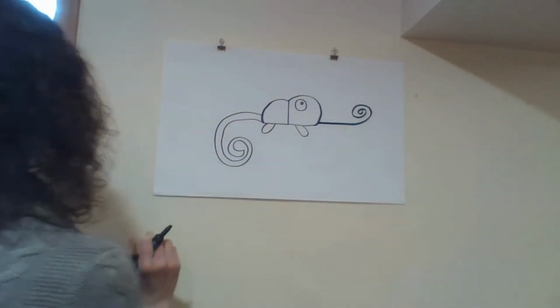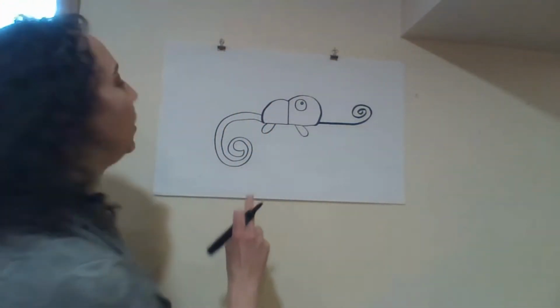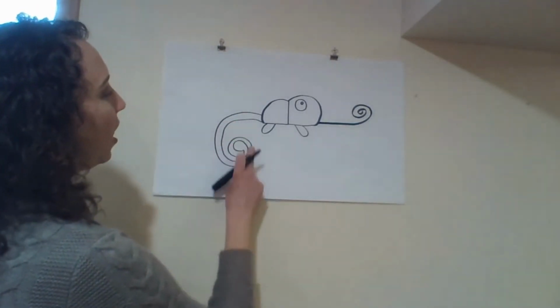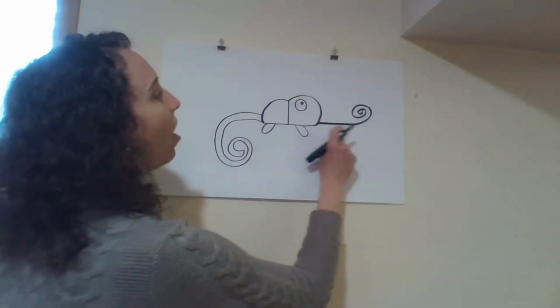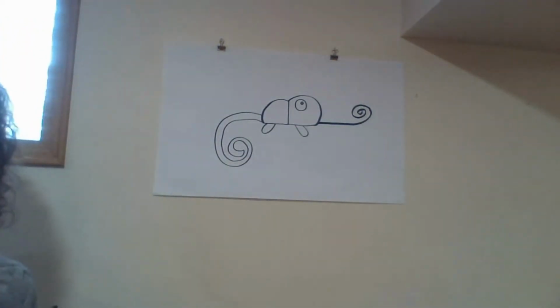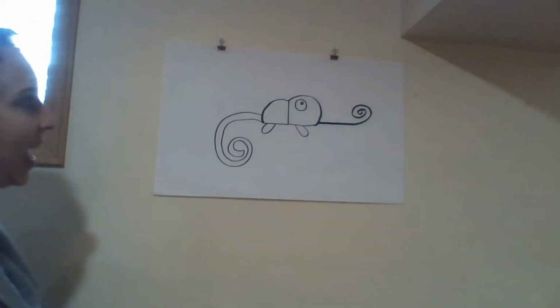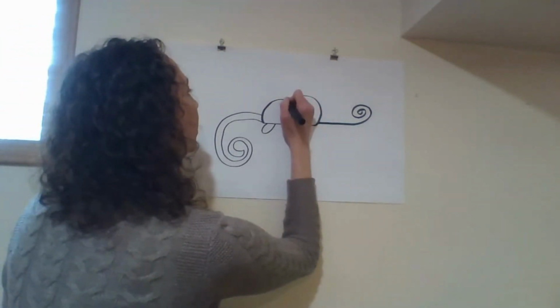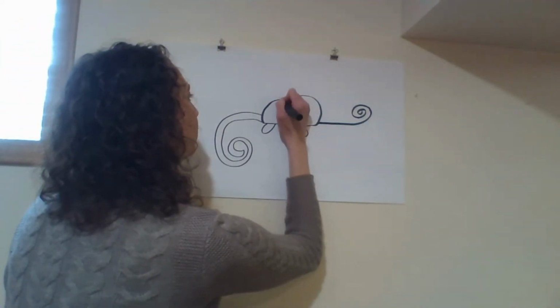All right, notice we have a nice repetition. We got the nice repetition of the curve of the tail, and also that's repeated with the curve of his tongue. All right, now we're going to put a pattern on him. We're going to put some stripes.